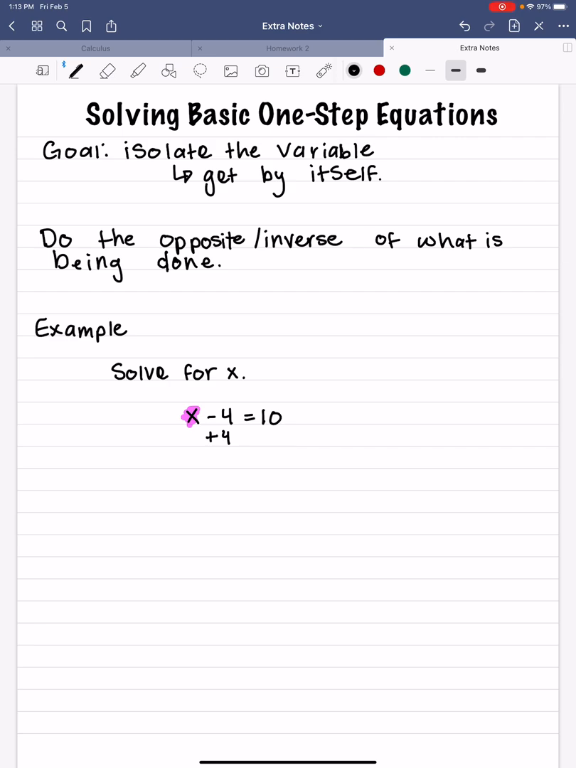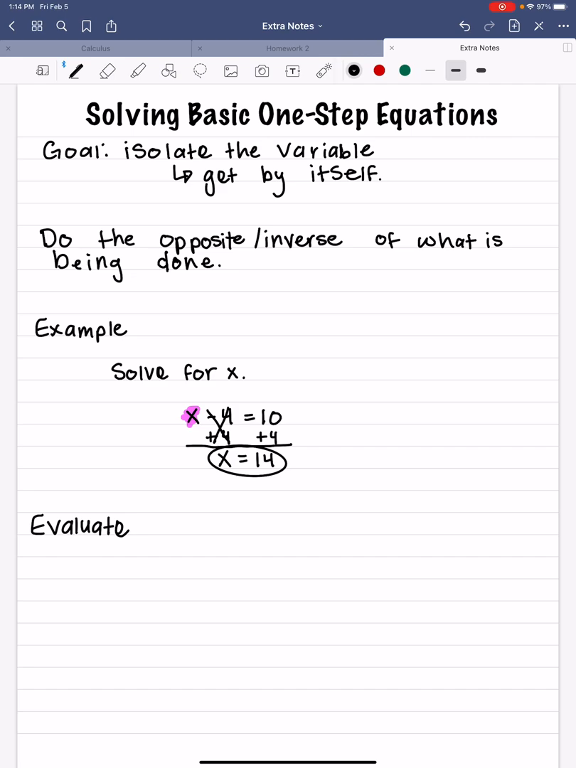Now, in order to keep the equation balanced, whatever we do to one side of the equal sign, we also have to do to the other. So we added 4 on this side. We're also going to add 4 on this side. Now, when we do that, negative 4 plus 4 actually equals 0. So those cancel out. We would have nothing left. Now we have x on this side. There's our equal sign. And 10 plus 4 is 14. So x equals 14.